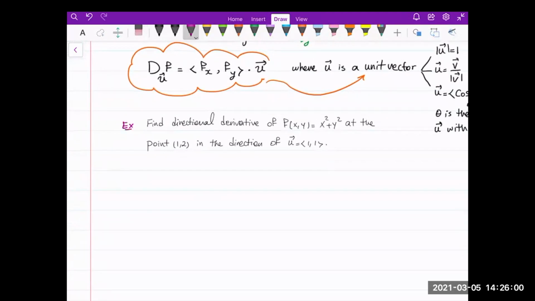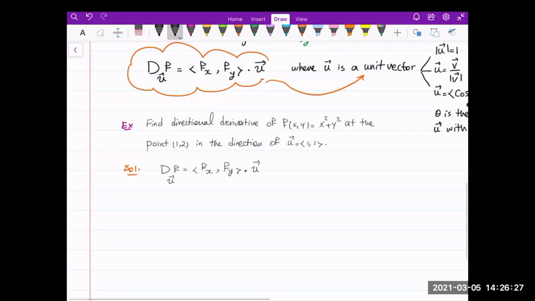Find the directional derivative of this function at the point. To give you the solution, the derivative of f with respect to u, I need to calculate fx and fy. This is one vector. I find the dot product with a unit vector in the direction of the given u. So let me find the u that I would like to plug in here.